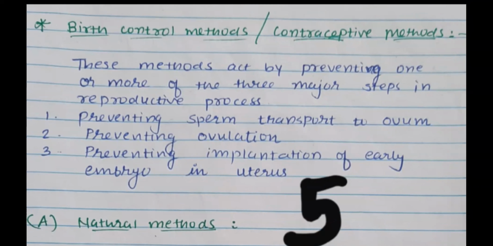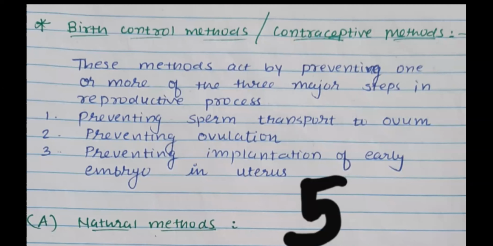These methods are either preventing sperm transport towards the ovum, or preventing ovulation, or preventing implantation of the early embryo in the uterus. Either or. Some of the birth control devices help to prevent sperm transport towards the ovum. Some are there to prevent ovulation. Some are there to prevent implantation.